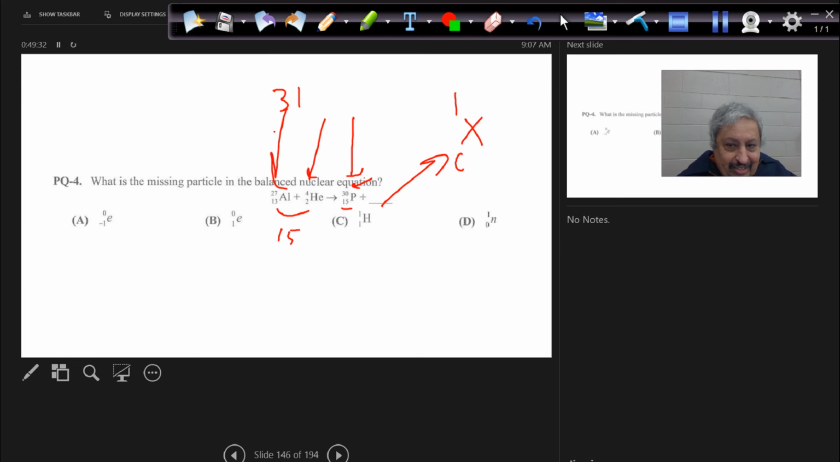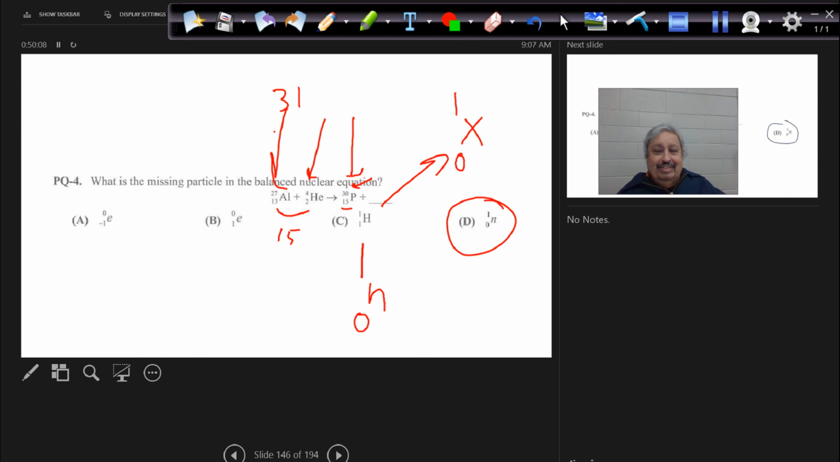This one will be what? 0. What is this? Yeah, but what do we call it? We cheated on the answer, but we have to know what we call this. We can't cheat this time. That's a neutron. It has a mass but has no charge, has no atomic number. So the answer is D, because we cheated on that already. So we know the answer is D.